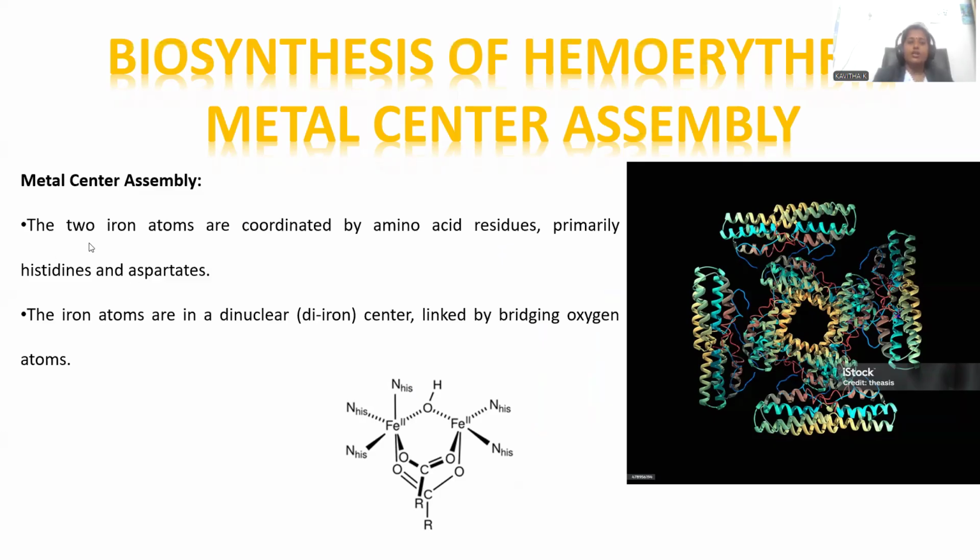In metal center assembly, two iron atoms are incorporated into the polypeptide chain by means of coordinate covalent bond formation. Primarily, the amino acids involved here are histidine and aspartate as well. The iron atoms are dinuclear, with two iron metals taking part in one hemerythrin. A dinuclear center will be there, linked by a bridging oxygen atom. Both are connected with the oxygen atom as well. Here, the metal centered hemerythrin assembly is provided as a three-dimensional representation.